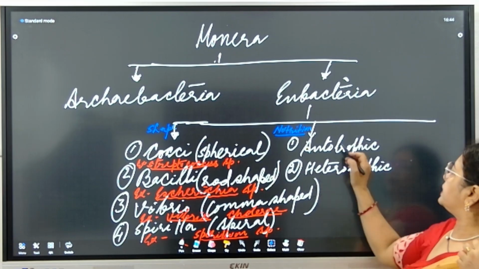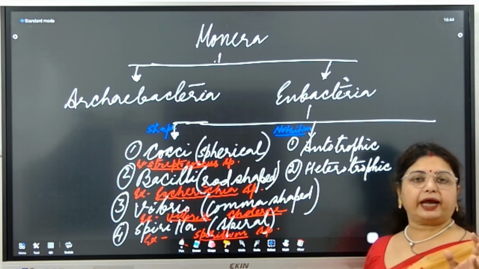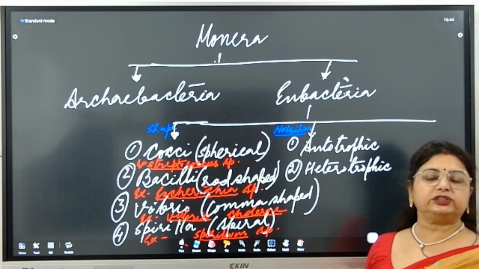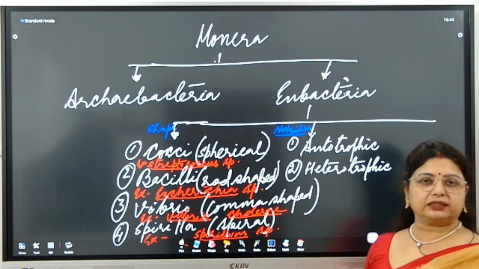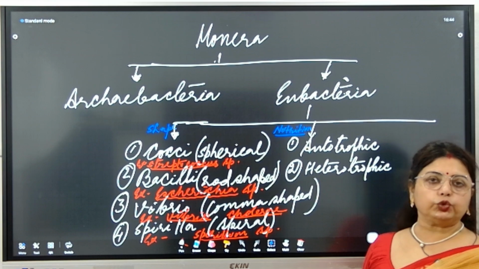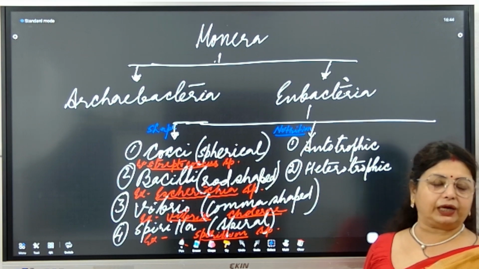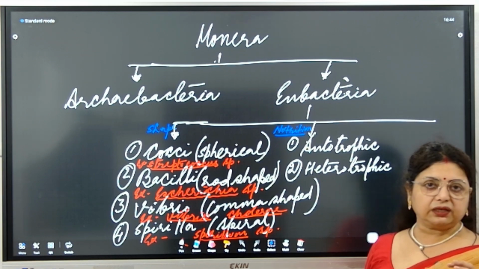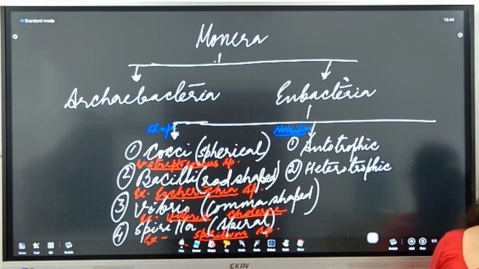Autotrophic means these bacteria can prepare their own food. Like the plants, some bacteria use solar light as the source of energy, and they are phototrophic. And some bacteria use chemicals as the source of energy, and they are chemoautotrophic. Under heterotrophic, you will get mostly the parasites. And when bacteria are parasites, mostly they are pathogenic.